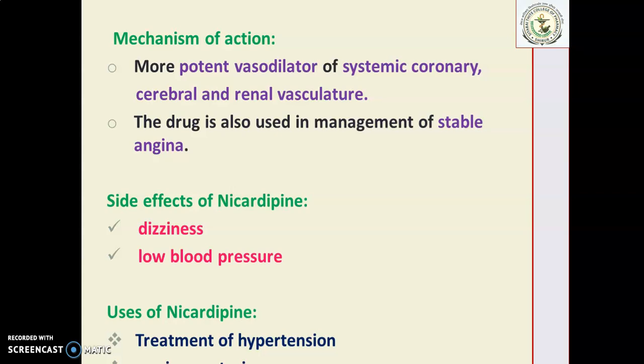Moving towards the next part, mechanism of action for nicardipine. It is a potent vasodilator of systemic, coronary, cerebral and renal vasculature. It is also used in the management of stable angina. We already studied types of angina in the first part, that was stable angina. Side effects of nicardipine are dizziness and low BP. You can tell it is used in the treatment of angina pectoris.